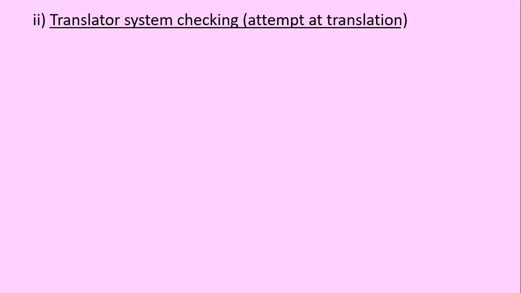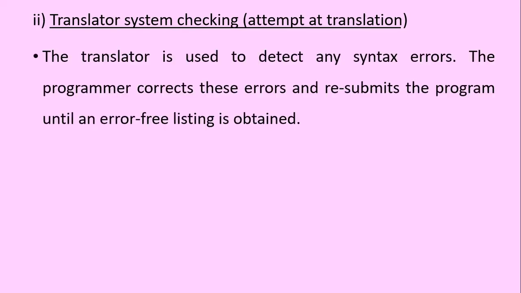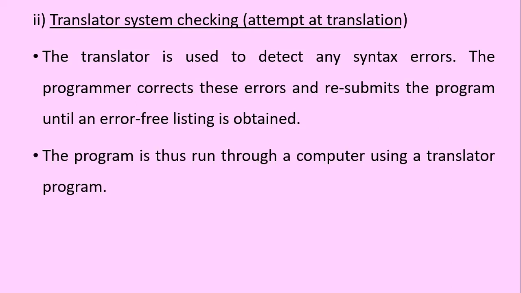The other method is translator system checking, or attempt at translation. The translator is used to detect any syntax errors. The programmer corrects those errors and resubmits the program until an error-free listing is obtained. The program is thus run through a computer using a translator program.